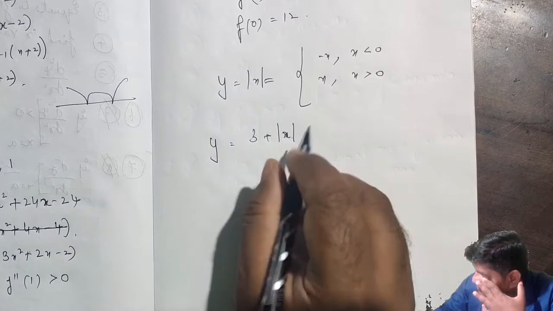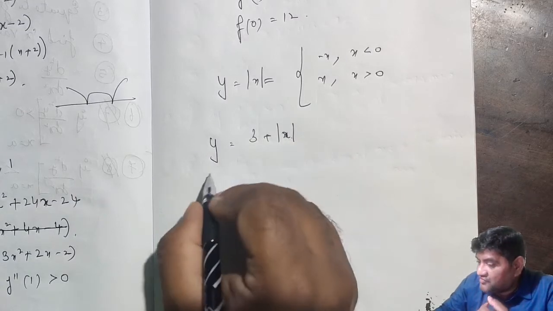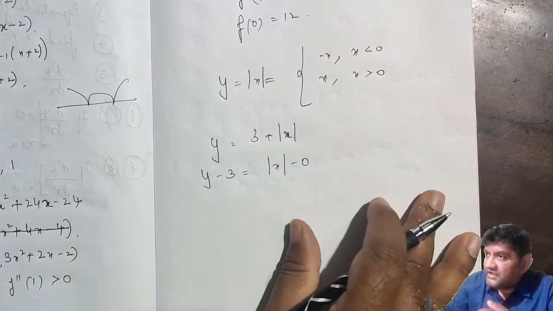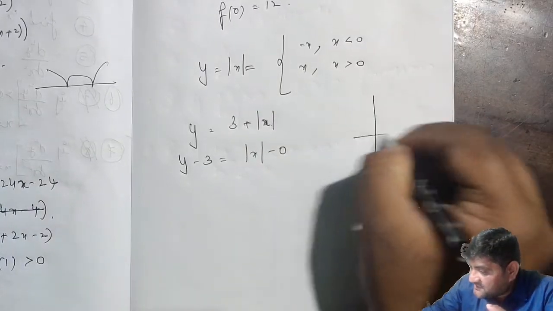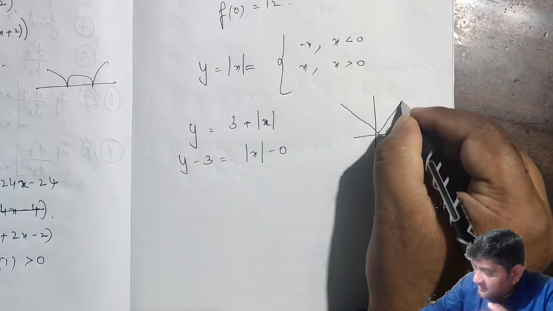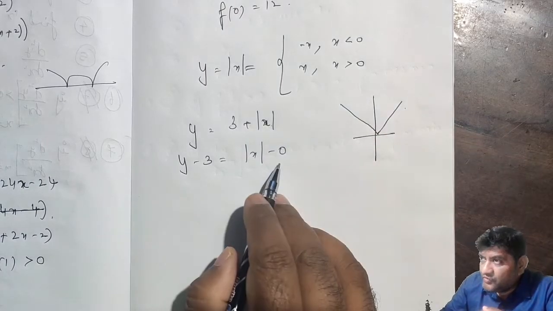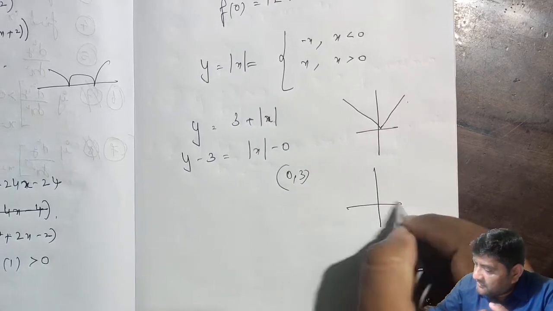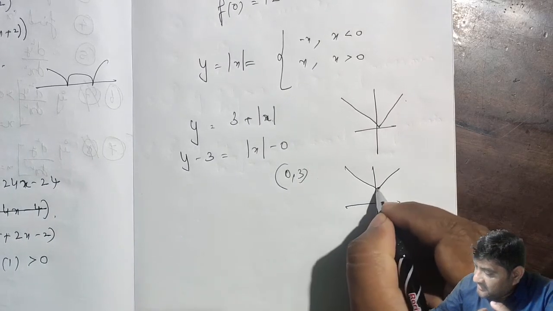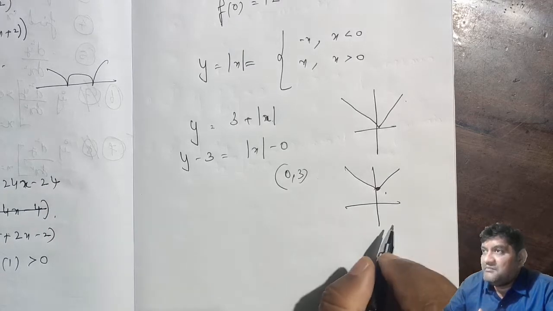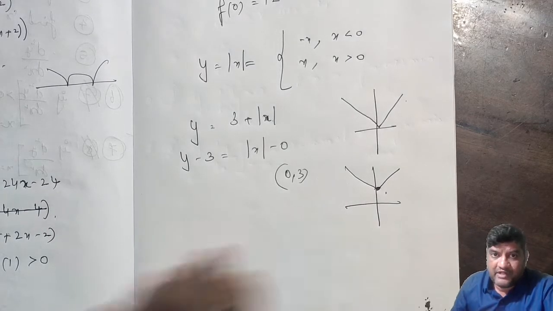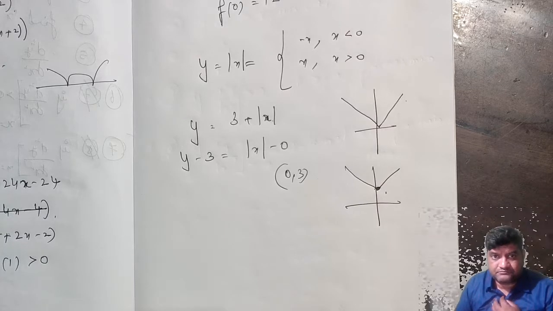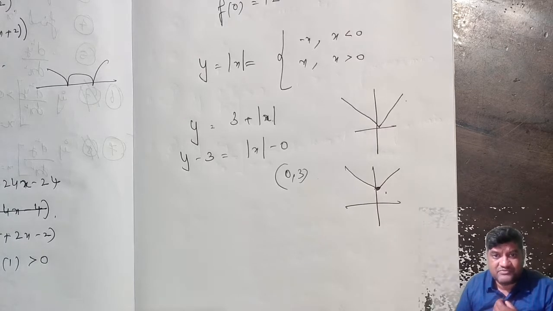then this can be broken into two different functions. If I'm using the shift of origin concept, then I know that y is equal to mod x, which looks something like that, has been shifted to a new vertex, and the new vertex is (0, 3). This is going to be the new vertex, and that's going to be the minimum, and I'm done with it. I don't need to break my head on this. Now let's look at the absolute maxima and absolute minima question.